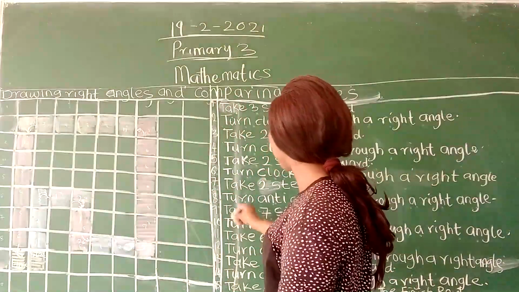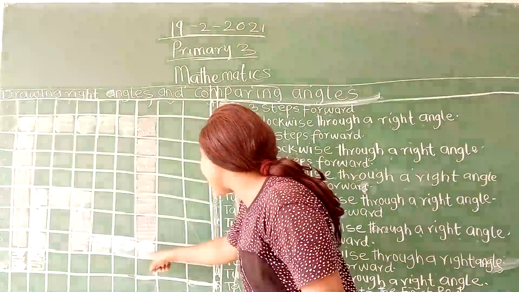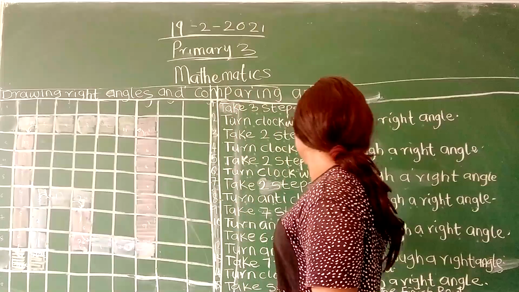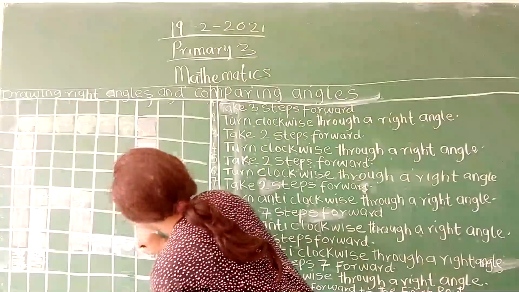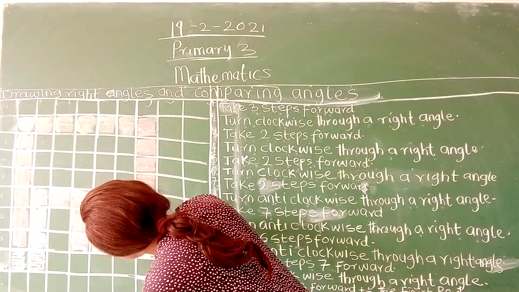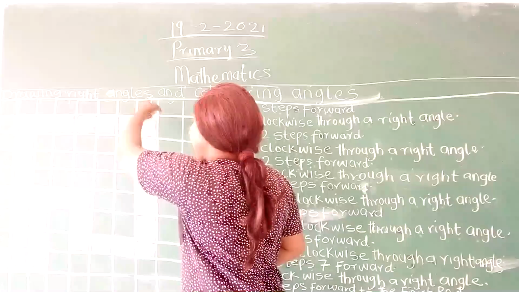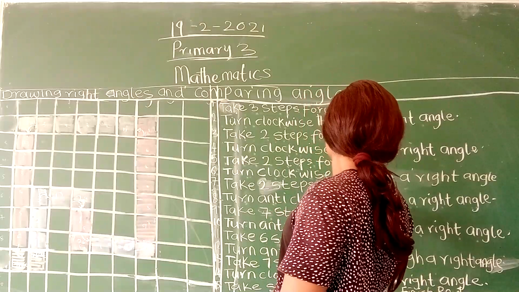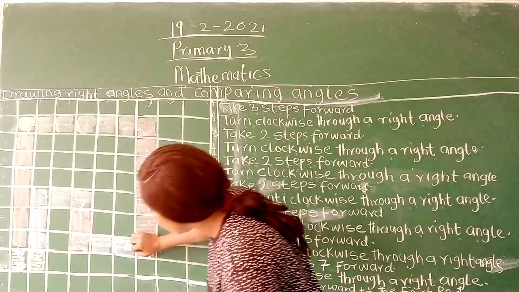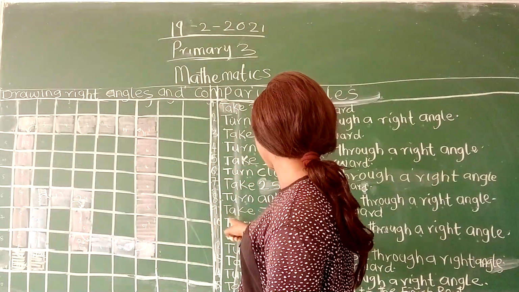Good. We now go to number 8. Number 8 said what? Turn anti-clockwise. Anti-clockwise, we are now going left. Look at it here. We move like this, left. Anti-clockwise, we are moving like this, upwards. Number 8. Turn anti-clockwise through a right angle. We turn. Good.